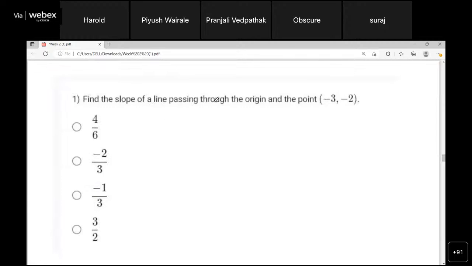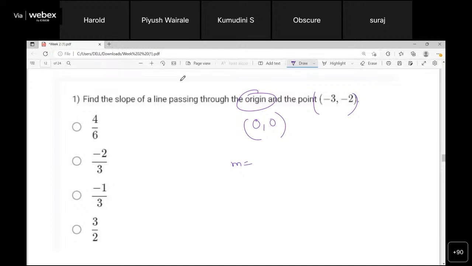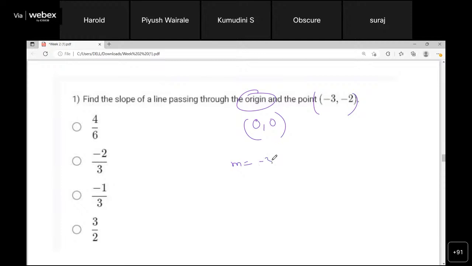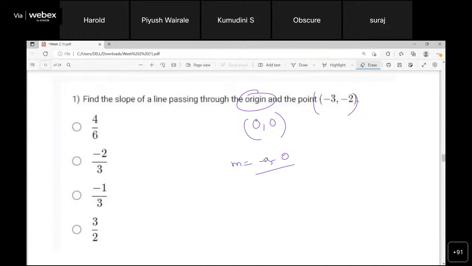Okay. Now find the slope of a line passing through the origin. Again, origin means 0 comma 0, and a point is given to us. Find the value of the slope. So it will be 4 by 6. Change in Y coordinate over change in X, so minus 2 by minus 3, which is 2 by 3, right? It is equal to 2 by 3 only, so the ratio is the same.